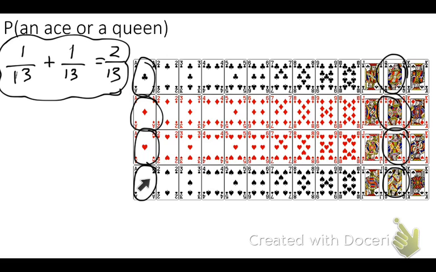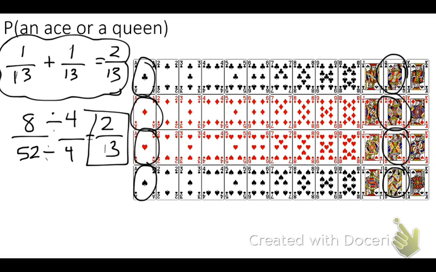There are 4 aces, and there are 4 queens, so that is 8 total cards divided by a total of 52. Each of these is divisible by 4. So we can divide the top by 4, divide the bottom by 4, and I get 2 over 13.